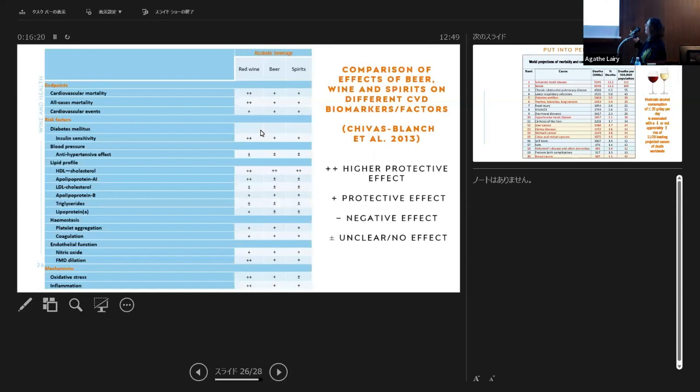This is also showing the extent of the different alcoholic beverages on the different risk factors. You can see here we've got red wine, beer, and spirits, but you can see that there are differential effects between beer, red wine, and spirits, where sometimes they have the same effect, but there can be differential effects that can be positive, but more positive.